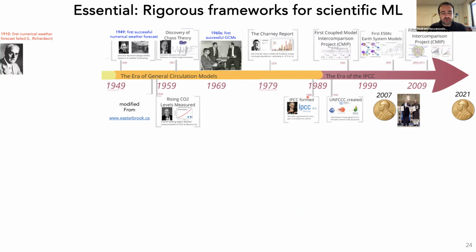But here I want to argue that we shouldn't be discouraged, and I want to draw an analogy from the history of climate modeling. So there's a 40-year gap between the first successful numerical weather forecast that was done by John von Neumann, which really started the field of numerical weather and climate modeling and all the achievements that followed from that, and the first time that numerical weather forecasting was tried in 1910 by Richardson.